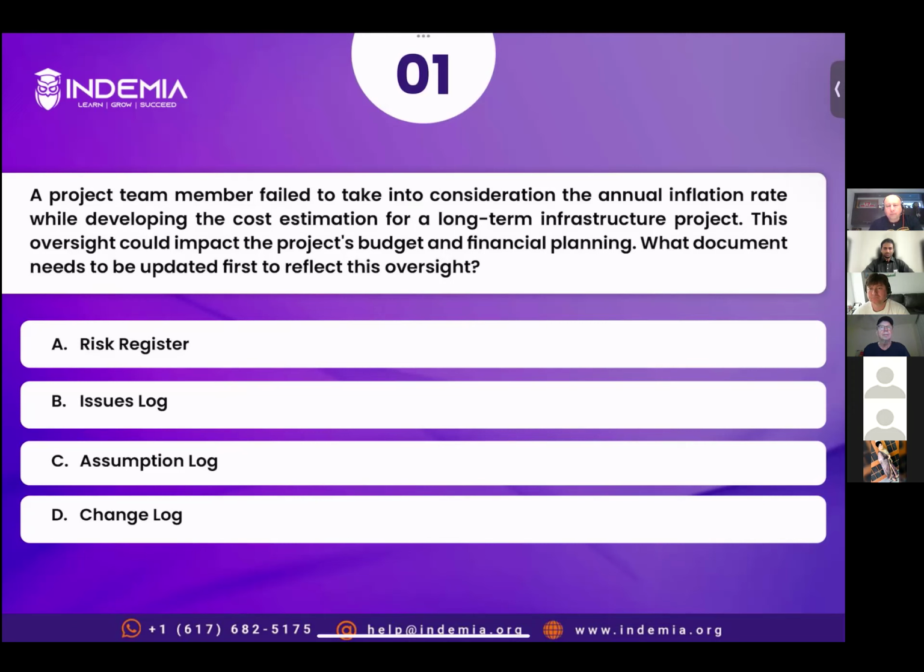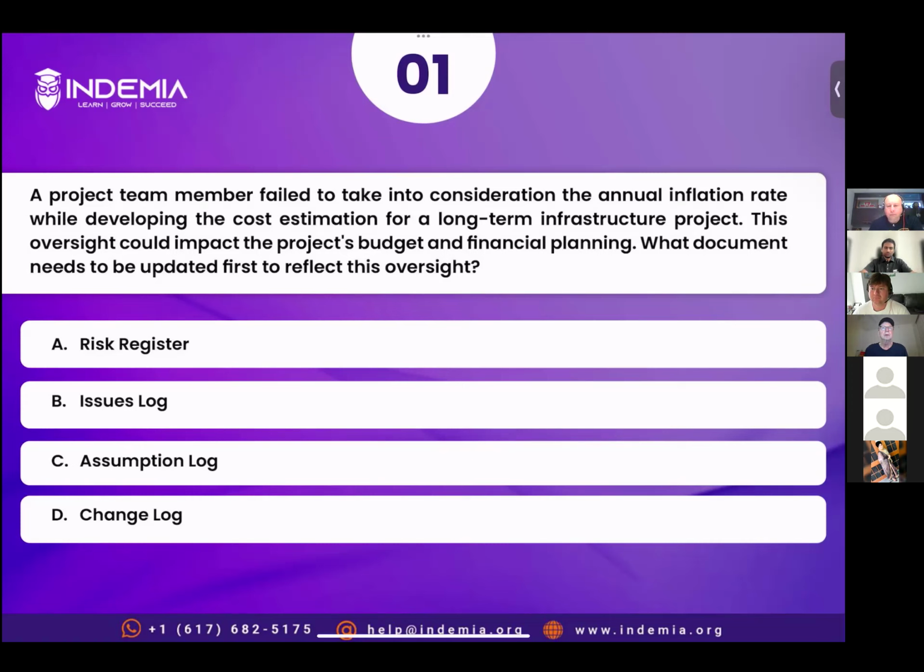All right. Francis, you have chosen option C. Yes, I've chosen option C because I think it's an assumption. We're not aware of the interest rate, you know, how much it's gonna be, but here we know there's gonna be an interest rate anyway. So that's why I say it's an assumption. So during the planning phase, I think we have to include all these assumptions. So that's why I say we have to update the assumption log instead. All right. Thank you for the detailed explanation.